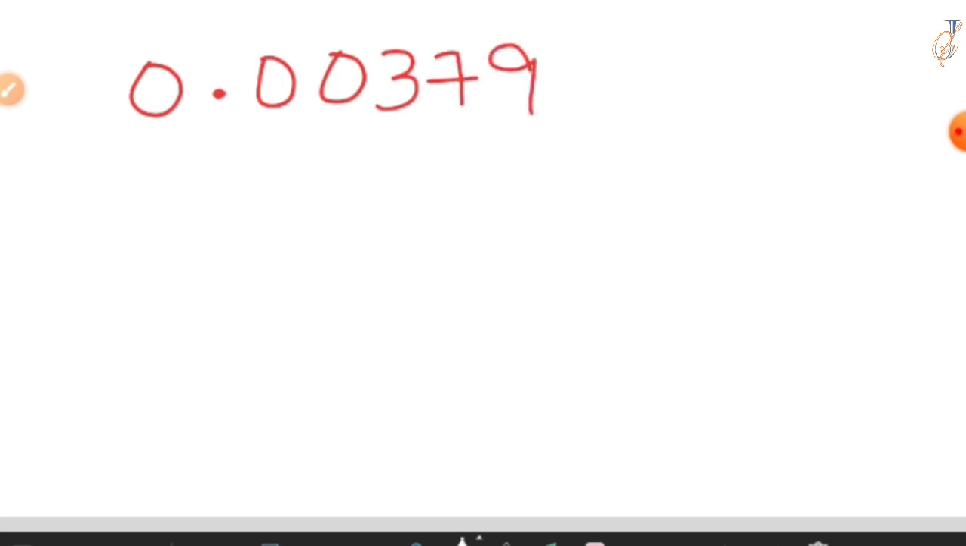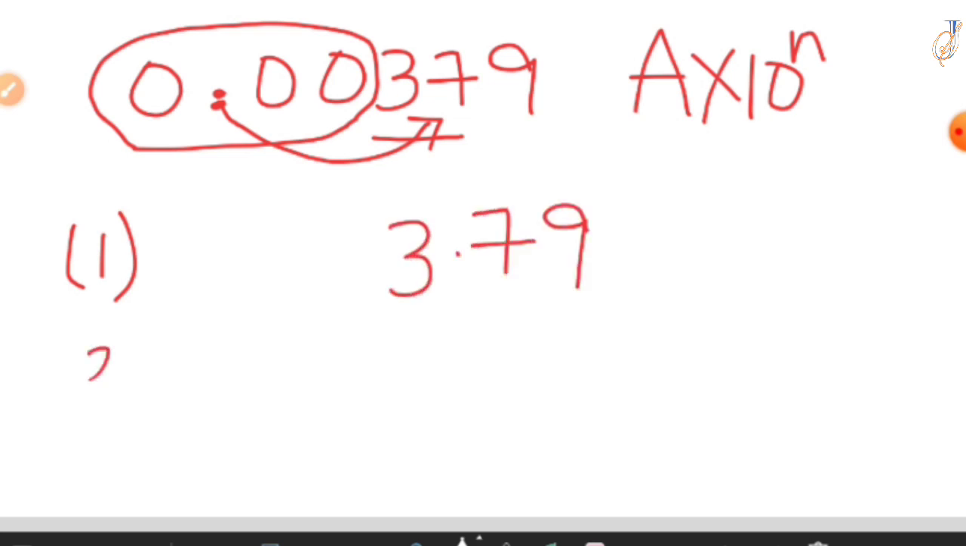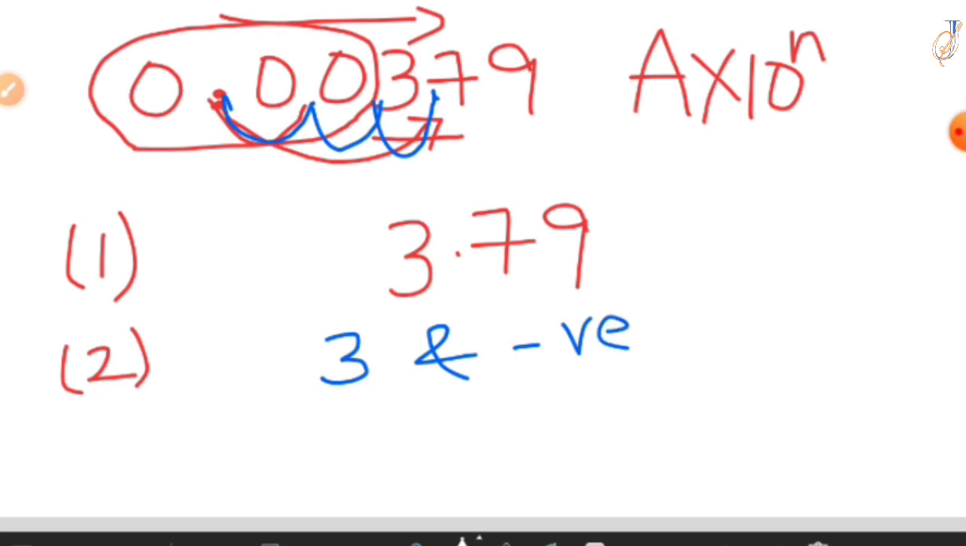0.00379. So you have to convert into scientific notation. So you have to move this decimal place to here, 3.7. So our first step is 3.79. It's our coefficient. Step 2, you have to count the number of places from left to right. 1, 2, 3. So 3 places. When you are moving from left to right, the exponent will be negative. So that means 3 places and the exponent is negative. So that means minus 3.